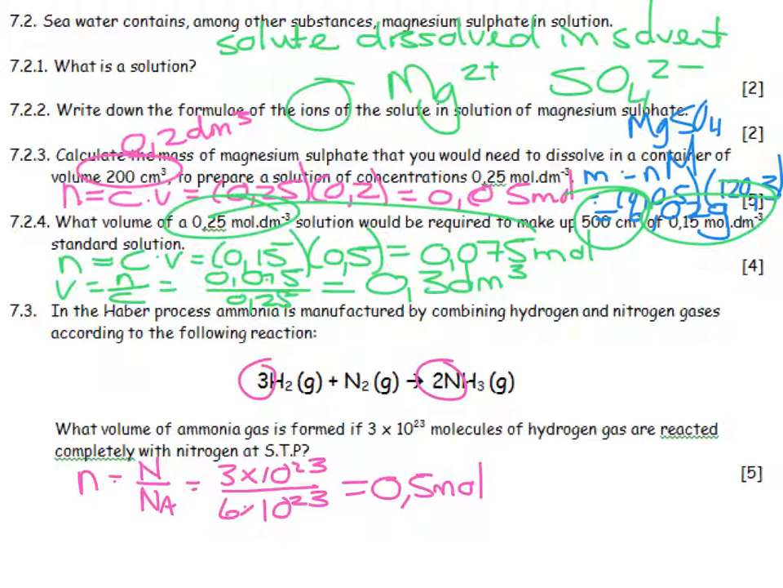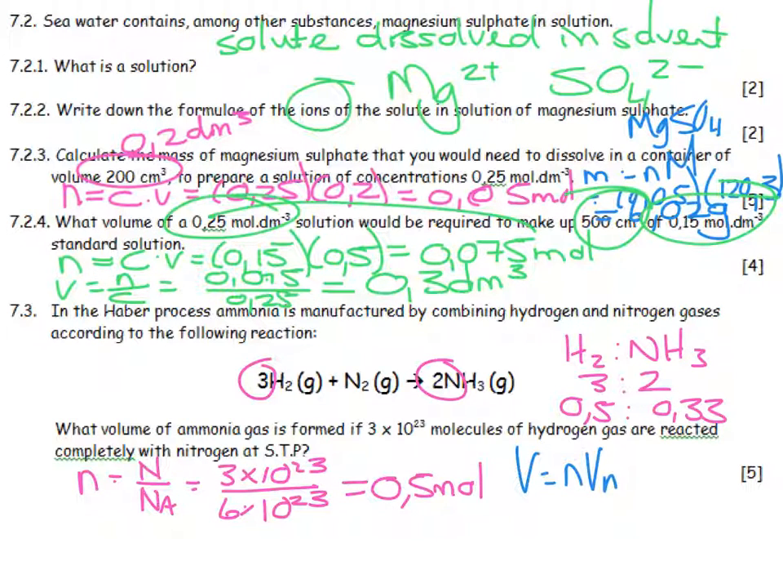What is the relationship between hydrogen and ammonia? H2 is to NH3 as 3 is to 2. So therefore, I'm going to say 0,5 is to 0,33. Then I take that number of moles. Volume is equal to number of moles times molar volume, 0,33 times 22,4. And I land up with an answer of 7,44 decimeters cubed.